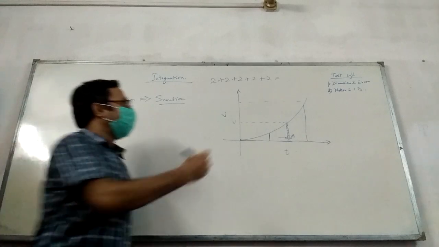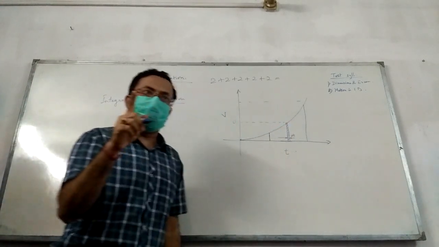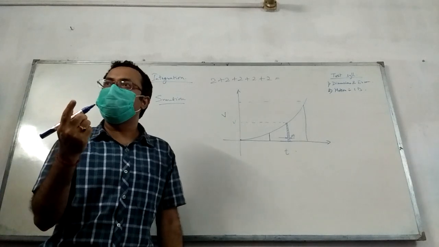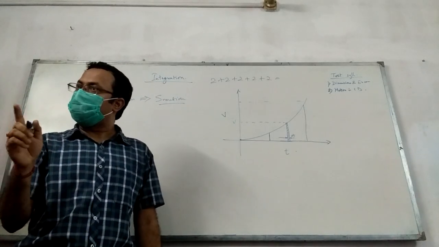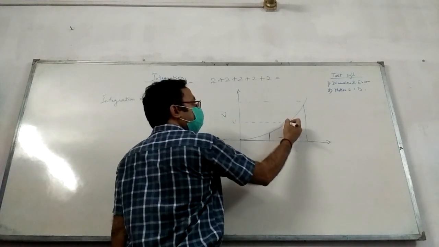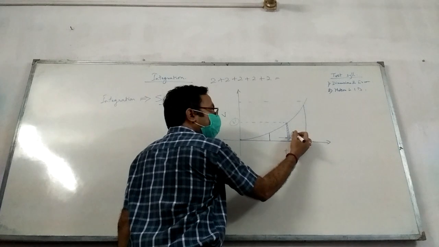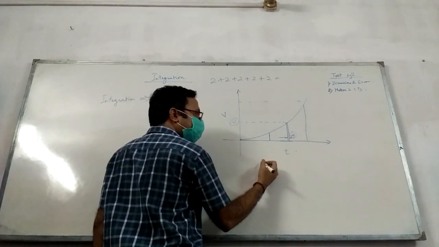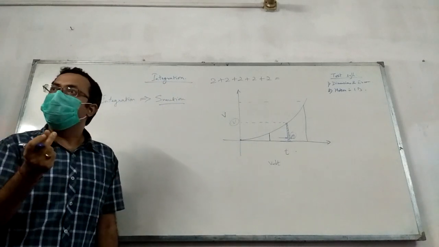So what is this shape? A rectangle, right? So how do you find the area of a rectangle? Length into breadth. Rectangle का area length into breadth होता है. So इसका length कितना है? यहाँ से यहाँ तक length कितना है? और breadth कितना है? dt. So इसका area क्या हो जाएगा? v dt. Length into breadth.